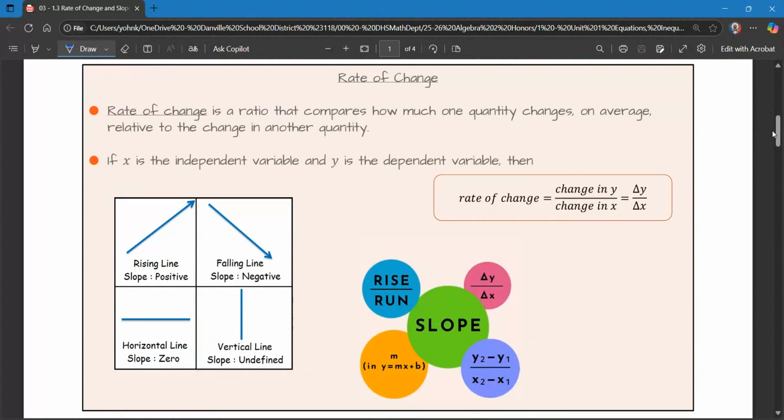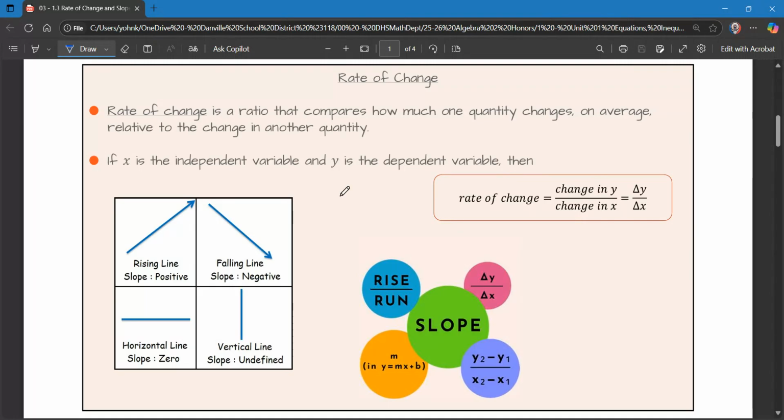So some definitions in case you've forgotten. Rate of change is a ratio that compares how much one quantity changes on average relative to the quantity change in another. That means, for instance, the more you eat, the more you weigh. The more you exercise, the less you weigh. Different things like that, where you're talking about two different quantities and looking at how the second one changes based on how the first one changes.